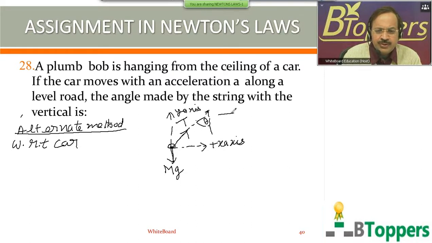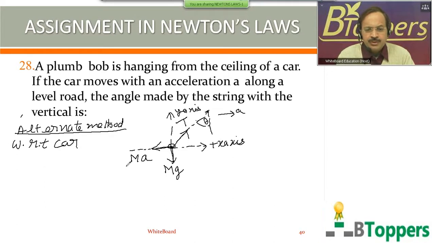So the car is moving towards right with an acceleration of magnitude a. Then in the non-inertial frame or accelerated frame, the pseudo force of magnitude ma acts on the bob towards left, opposite to the direction of acceleration. So I have drawn the free body diagram for the bob with respect to the accelerated frame of reference, the non-inertial frame fixed to the car. That means the frame of reference is moving horizontally towards right with an acceleration a with respect to ground.